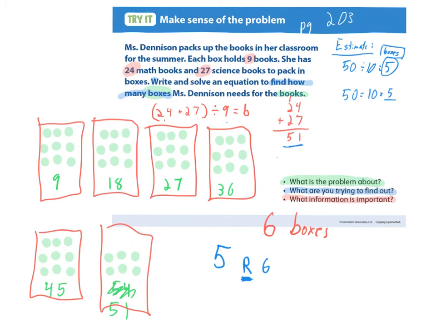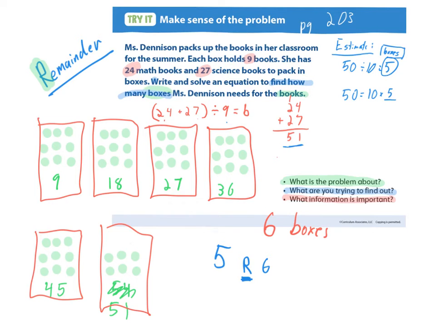We're not just going to chuck them in the trash, right? Miss Dennison's not going to be like, oh, can't fill the box, going to throw those out. We're going to keep those books. She needs to pack them up too. So if there's 5 full boxes and 6 books left over, we need 6 boxes to put all of these in. And so we use the term remainder. It's really important that we use this word, remainder. And usually we just write it as very simply an R, just a capital R, remainder.